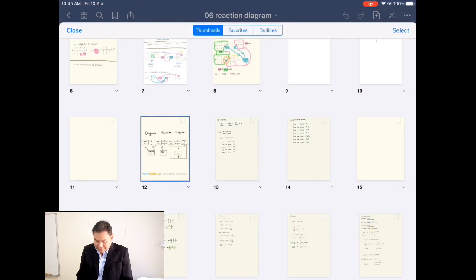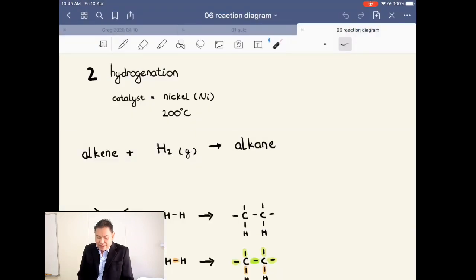Quite simple. The name of the reaction is hydrogenation. It simply means you're adding hydrogen. The catalyst is nickel, and the temperature is 200 degrees Celsius. The reaction pattern: alkene plus H2, you produce alkane. That's it.